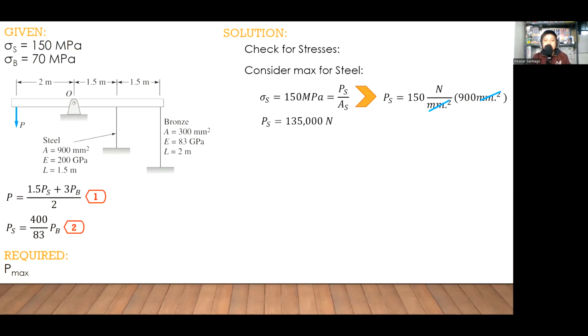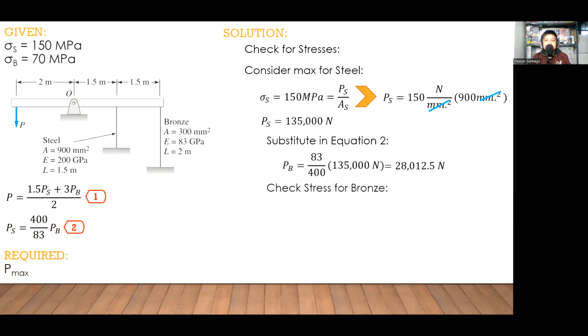Knowing this initial value of PS, let us substitute this in equation number 2 for us to obtain the value of our PB. So PB is equal to 83 divided by 400 times the PS value, which is 135,000 newtons. For PB now, the value is 28,012.5 newtons. Knowing this initial value of PB, let's check the value of its stress and compare to the maximum value of that stress for the bronze material.